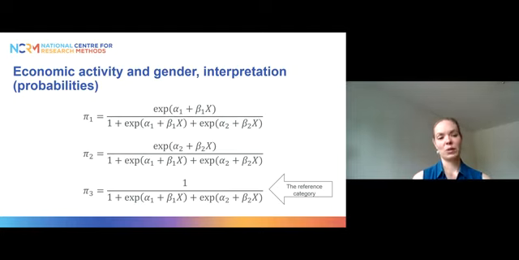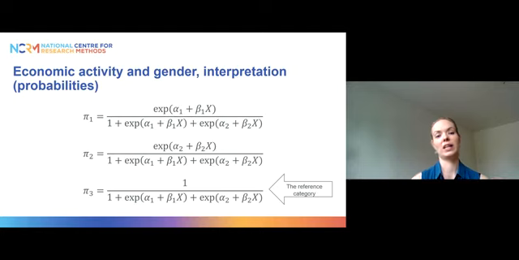So basically what we do, if we want to know the probability of someone being in category 1, so in our case this would be economically inactive, we would take the first equation, the equation corresponding to the category economically inactive, exponentiate that, and divide that by 1 plus the exponentiated value of the first equation plus the exponentiated value of the second equation, which in our case is the equation for unemployment.